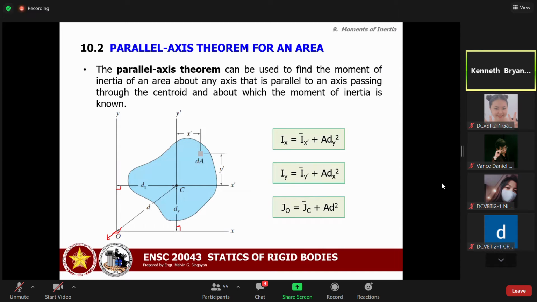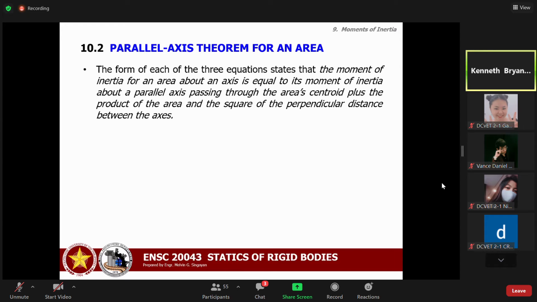By definition, the form of each of the three equations states that the moment of inertia for an area about an axis equals the moment of inertia about the parallel axis passing through the area centroid plus the product of the area and the square of the perpendicular distance between the axes. So that is the formula.